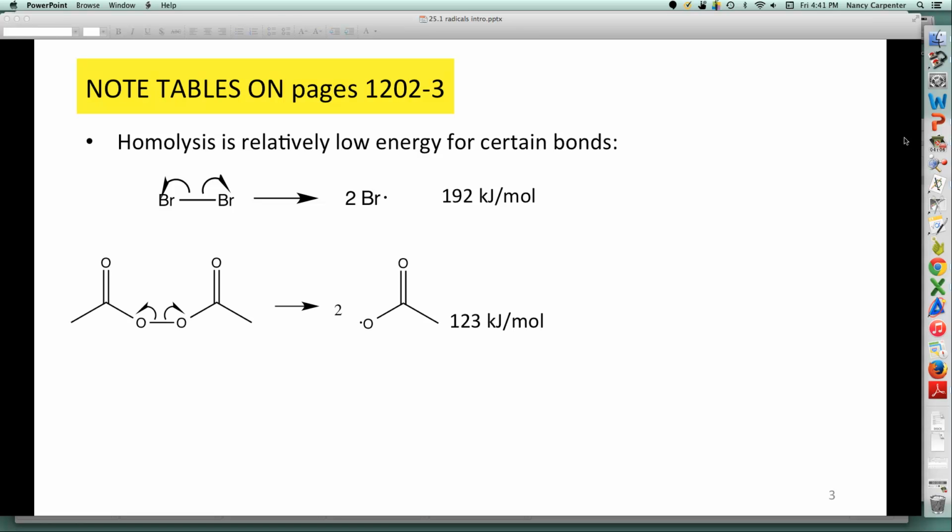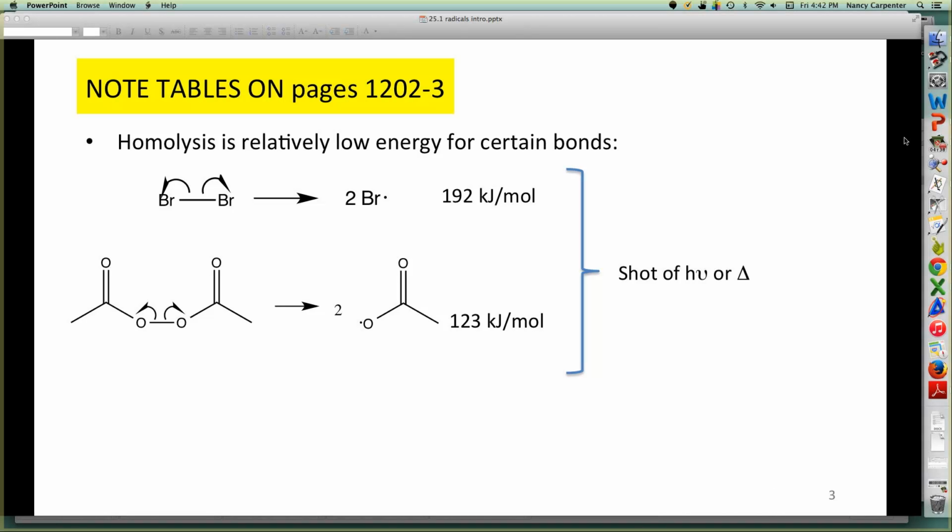Similarly, we've already seen just how energetic a peroxide is. My goodness, to break this peroxyacetate here, piece of cake. All it takes is 123 kilojoules. So for some molecules, it's very easy to have homolytic cleavage take place with just a little heat or perhaps light of the right wavelength. So that's all it takes.